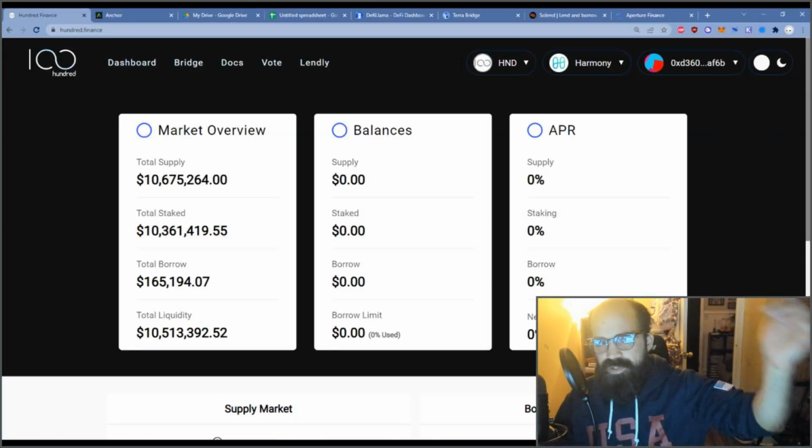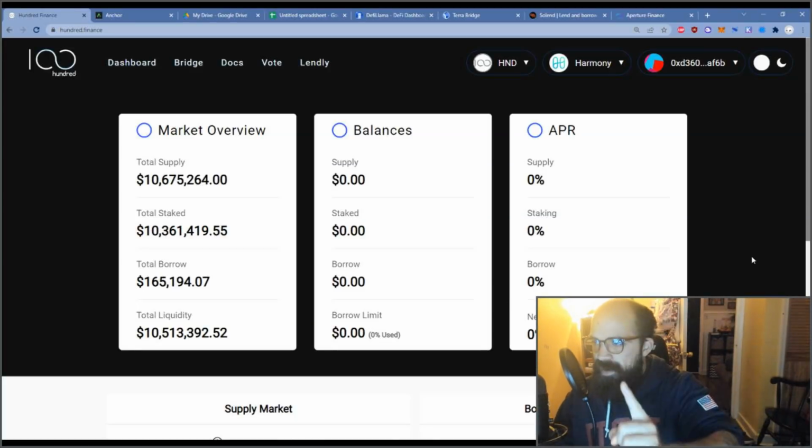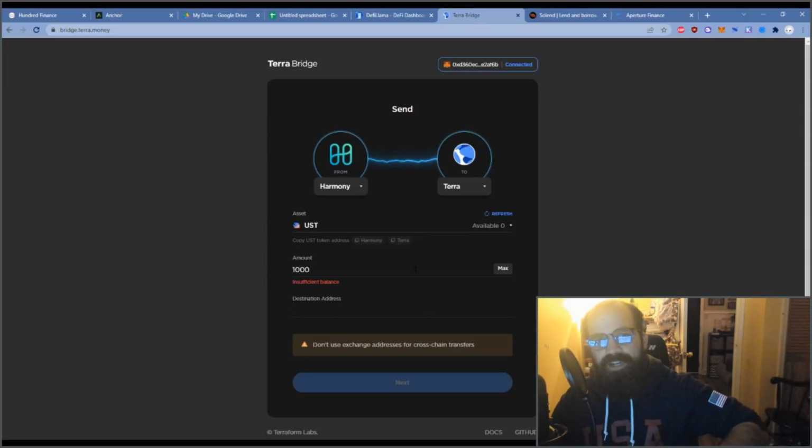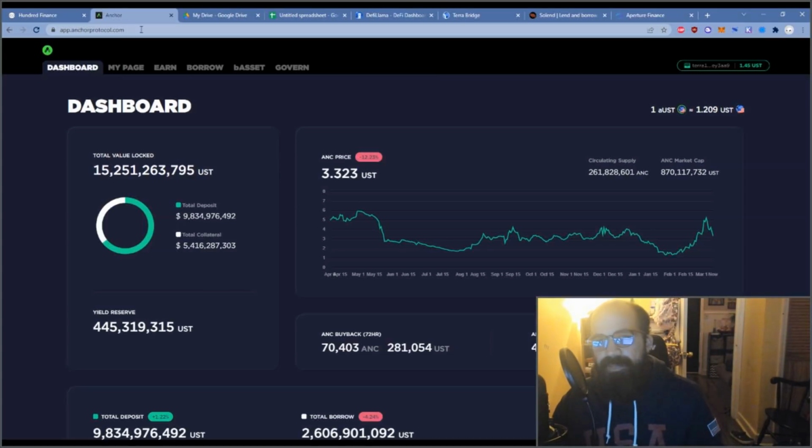So you're exposed to the 100 Finance smart contracts. You're exposed to the Harmony One blockchain. You're exposed to technically the Terra Bridge smart contract. You're exposed to the Anchor smart contract. And that's pretty much it. So you have additional smart contract exposure. That's the risks that you take on with this strategy. The risks that you take off are long exposure to UST. That's it. So you can rest easy knowing that whatever happens to Luna, if UST goes down, you're safe.